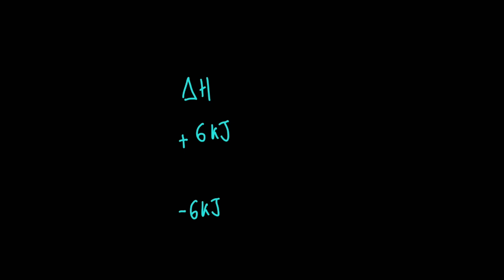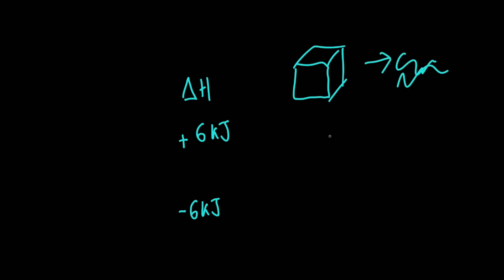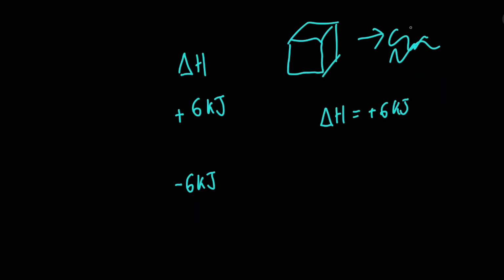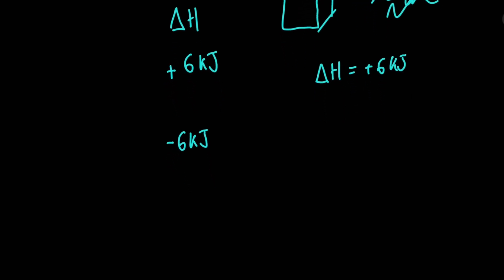Now, why this isn't a good predictor of spontaneity is because at room temperature, ice turns to water. Now, if we consider that just in terms of heat, delta H is positive, because in order to melt something like ice, you need to add heat. But that begs the question, why is this a spontaneous reaction? Why at room temperature does ice turn into liquid? So that's why we have to consider entropy as well.